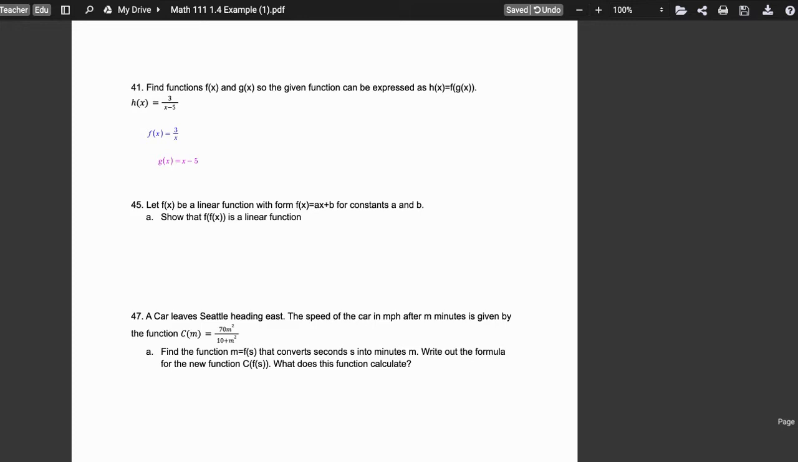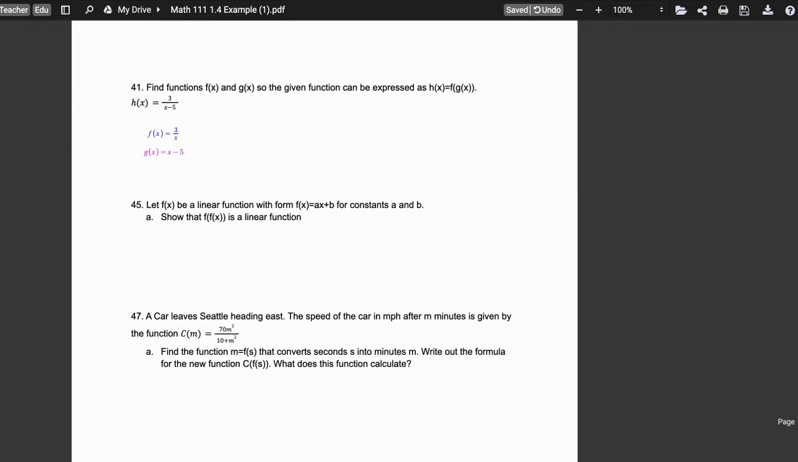You could have also said that f of x was 3 over x minus 5 and that g of x was just x. It would give you the exact same thing. But this is just a little bit better, it's a more complex answer, which makes it better. So that's all you had to do, is really think of a way you could have two different functions that together make the function h of x. So now let's move on to 45.